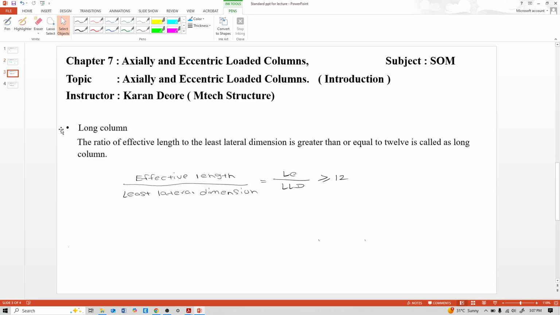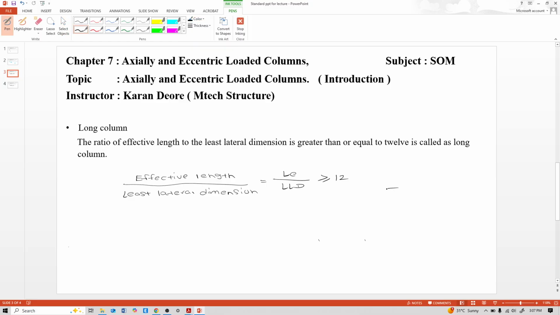So next is long column. The definition of a long column: if the ratio of effective length to the least lateral dimension is greater than or equal to 12, it is called a long column. See here, the ratio between effective length and least lateral dimension. For that, first see an example.